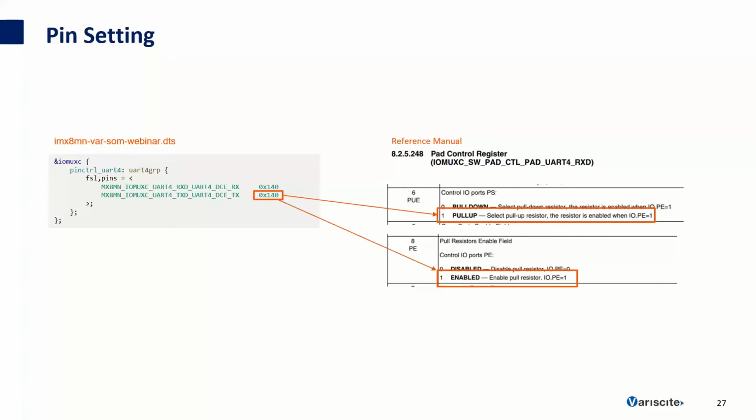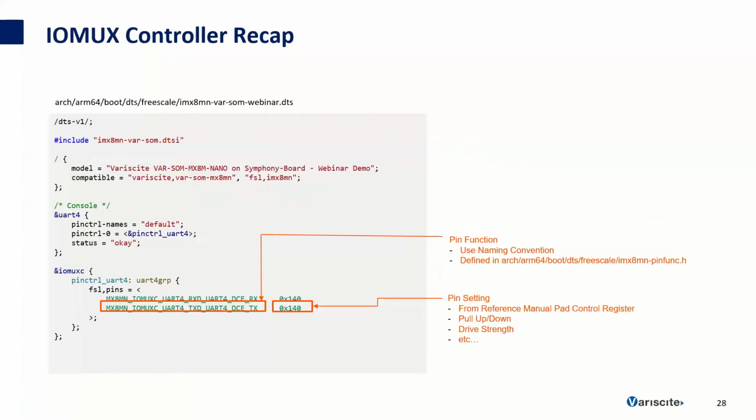So each pin will have a pad control register in the reference manual, and the reference manual will define the values and options available for that pin. So to summarize the pin configuration node, each entry consists of a pin function and a pin setting. The naming convention for the pin function makes it really simple to find the right macro provided by NXP, and the pin settings are found in the reference manual for the specific pin that you are configuring.